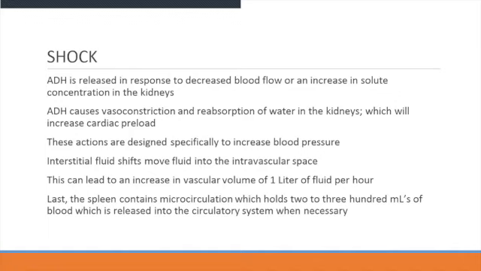It's because the blood is shunted away from the capillaries, or away from the skin level, into the circulatory system, so it can try to promote hemostasis. Okay, this can lead to an increase of vascular volume of 1 liter of fluid per hour. Last, the spleen contains a microcirculation which holds 200 to 300 mLs of blood, which is released into the circulatory system when necessary.